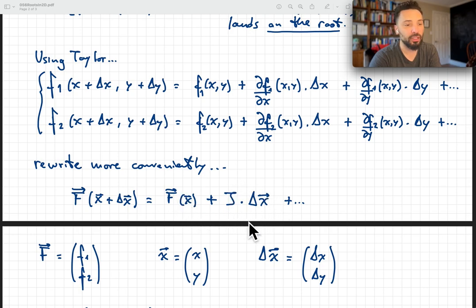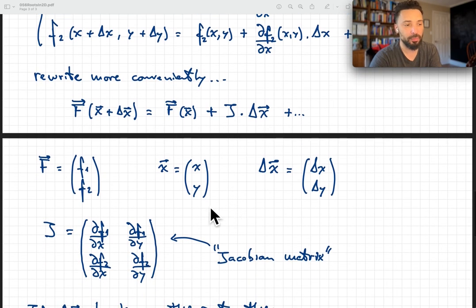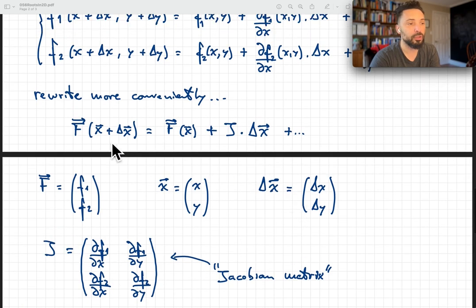On the right-hand side, we have f of x, which is encoding these two terms into one vector. And then we have this product of J and delta x. So I told you what delta x is, but what is this J? Well, J is a matrix of derivatives that's called the Jacobian matrix. And it's written in this form. The first row is df1/dx, df1/dy, and the second row is df2/dx, df2/dy. So this then is what's going to determine the equations that define our method.